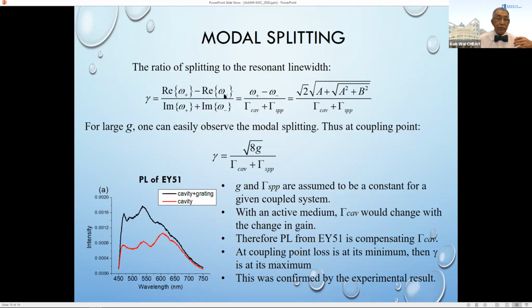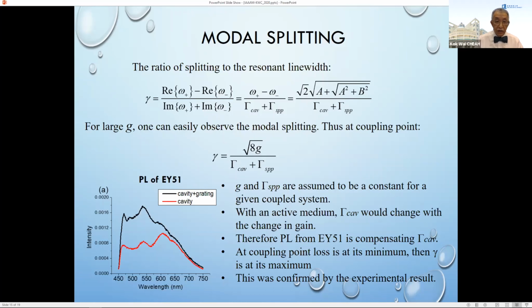The other parameter we can look at is the resonant line width, gamma. Gamma is defined as the real part of the plus and minus resonant frequency divided by the imaginary part, or the sum of the imaginary part, which basically sums up to here. The top part will be summarized here. We know B is 0, and therefore this can be very quickly simplified to this term here, where gamma is now equal to the square root of 8G divided by the sum of the two losses.